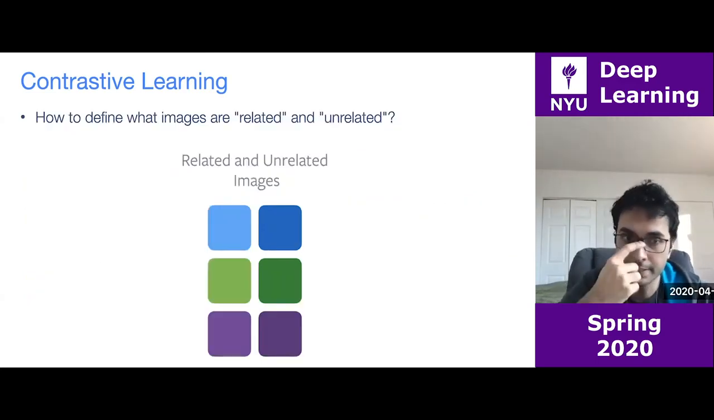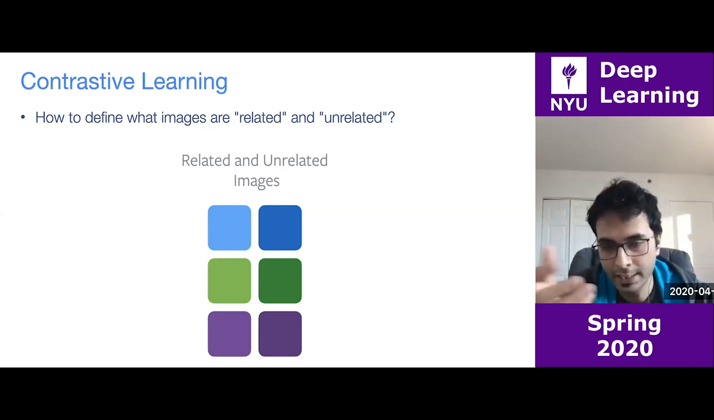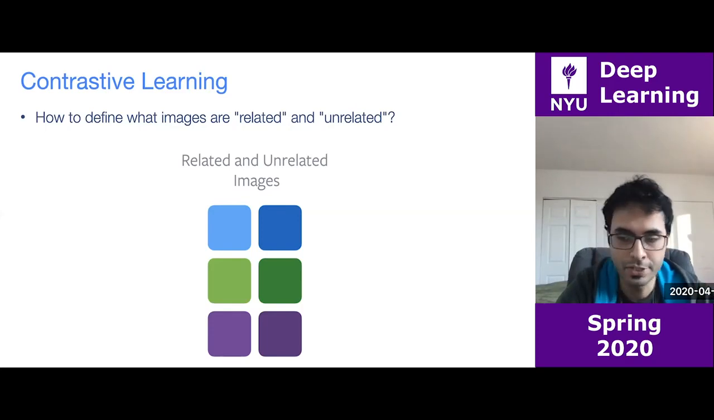And the main question is, how do you define what is related and unrelated? So in the case of supervised learning, that's fairly clear. All of the dog images are related images, and any image that is not a dog image is basically an unrelated image. But it's not so clear how to define this relatedness and unrelatedness in the case of self-supervised learning.